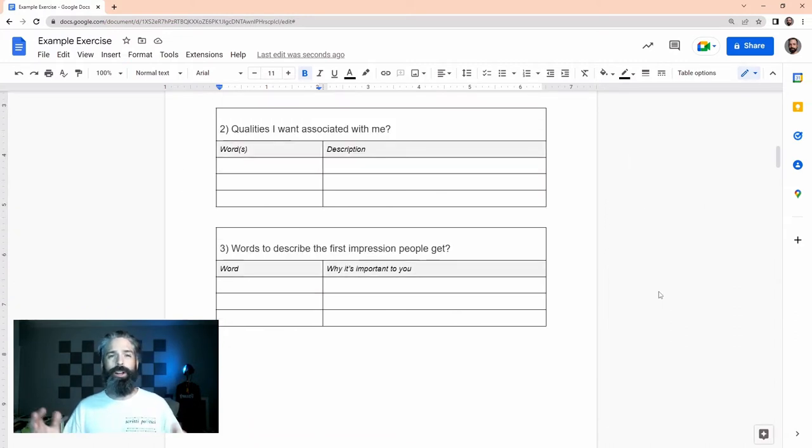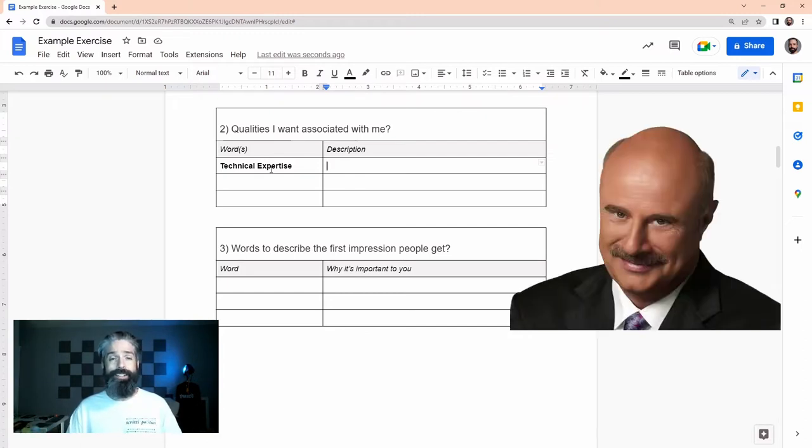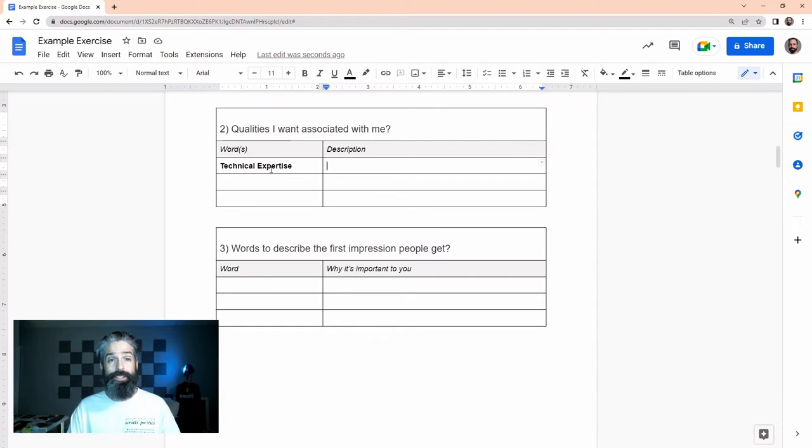Question number 2 is, what qualities do you want associated with you in regards to your personal brand? An example might be technical expertise. And again, the description is to just add a little bit of rationale for yourself as to why that's something you want associated with you. I realize this might sound a little bit therapy-like, but in the end, it's going to make your content creation way easier, because when you're lost, you can come back to these points and create within the confines of your framework.